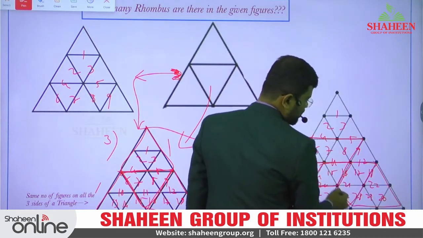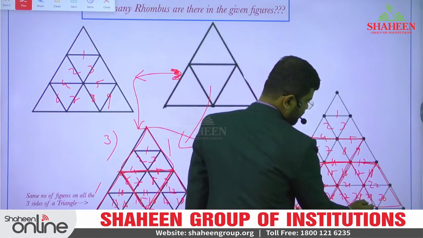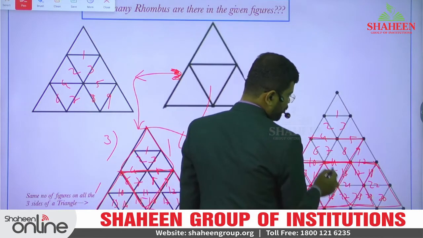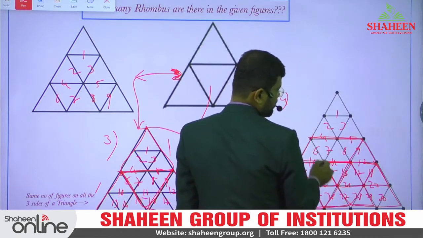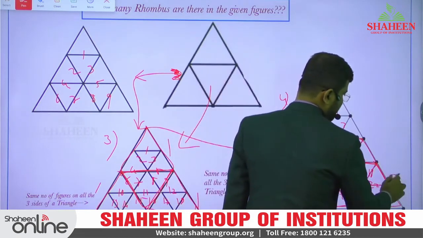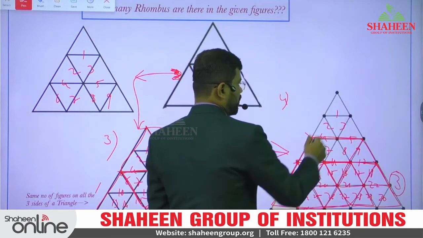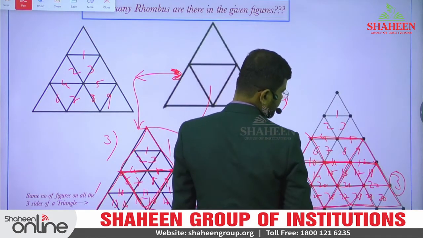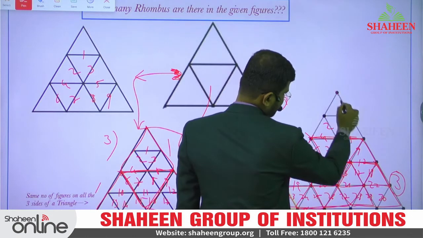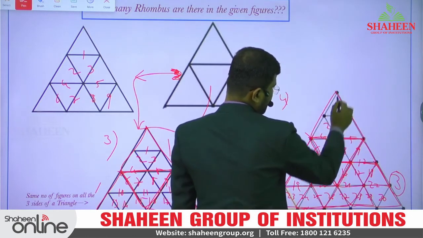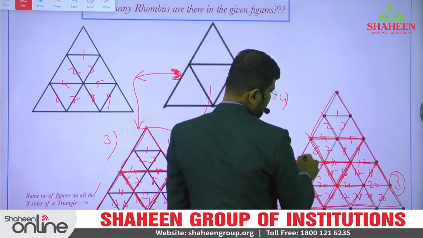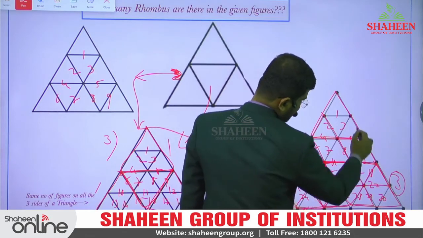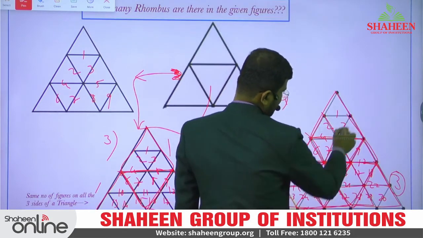Now let us see from northwest onwards. This is 1, 2, 3. So how many are there? 3. Now let me see it from the top one. 1, 2, yes, 3.